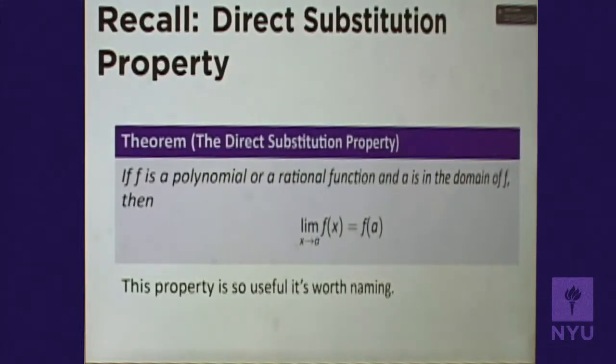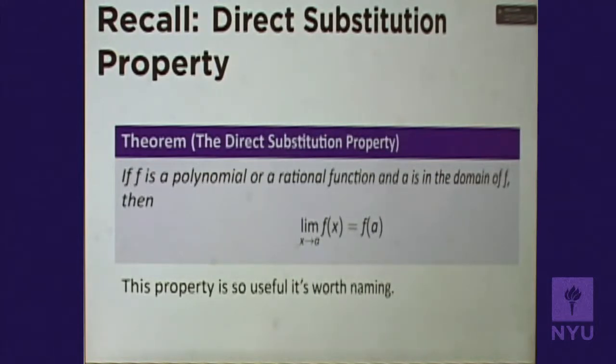Last time when we looked at the limit laws, we learned this property, and we called it at the time the direct substitution property. If f is a polynomial function or a rational function, and a is a point in the domain of that function, then the limit as x goes to a of f of x equals f of a. In other words, the limit of the function at a point is equal to the value of the function at the point. That makes calculating the limit incredibly easy because all you have to do is directly substitute x for a.